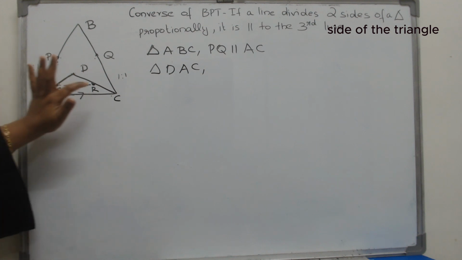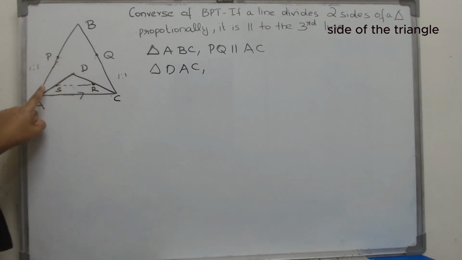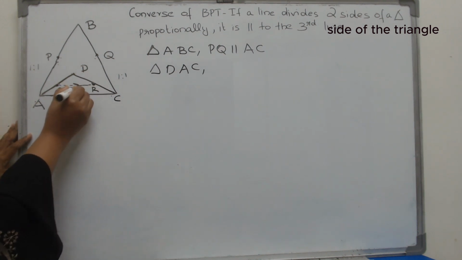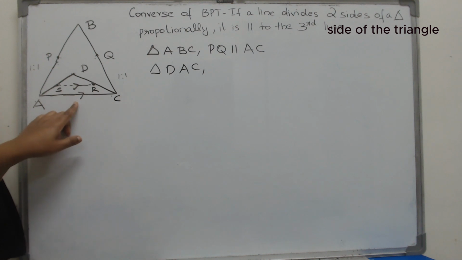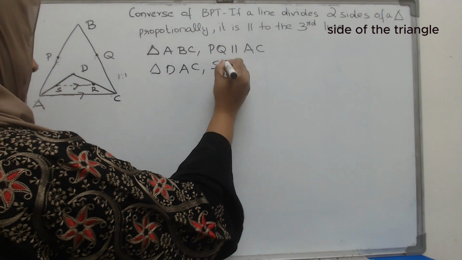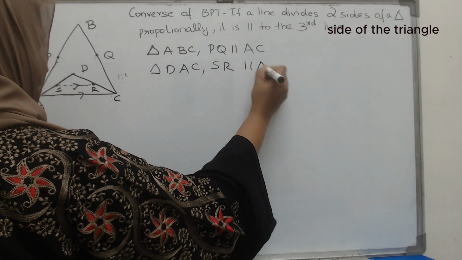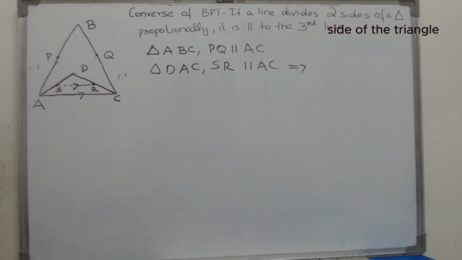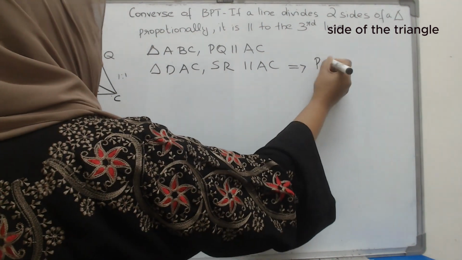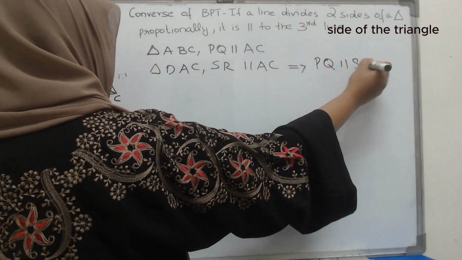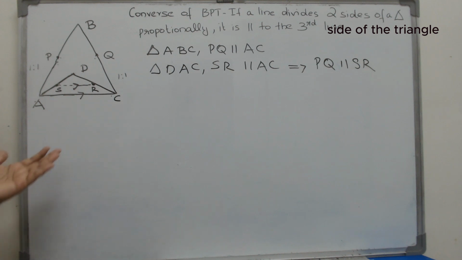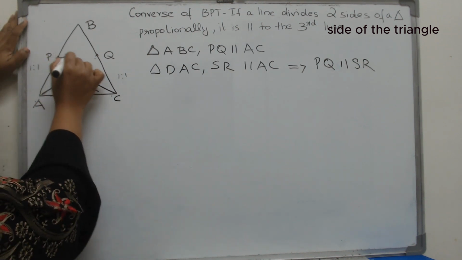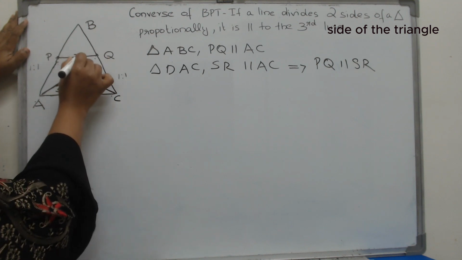So what do you have? SR divides two sides proportionally, which means SR is parallel to the third side. So SR is also parallel to AC. Now, if you have two lines parallel to the same line, that means PQ is parallel to SR. So we have proved one part of our result. We have found out that two of the sides are parallel to one another.